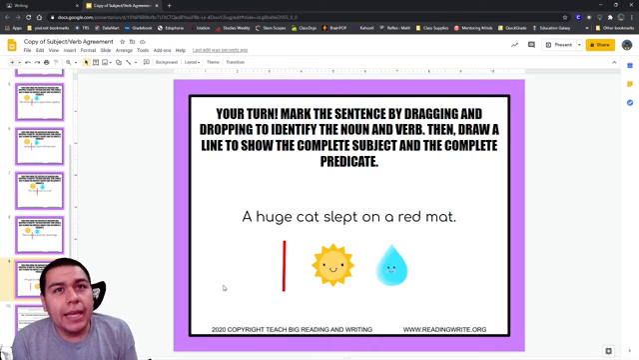A huge cat slept on a red mat. What's my subject? A huge cat slept on a red mat. What is my sentence talking about? What is the subject of my sentence? Huge cat slept on a red mat.